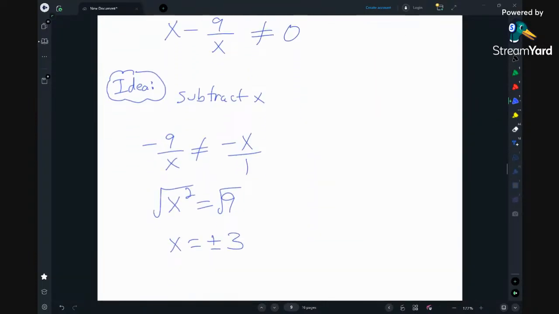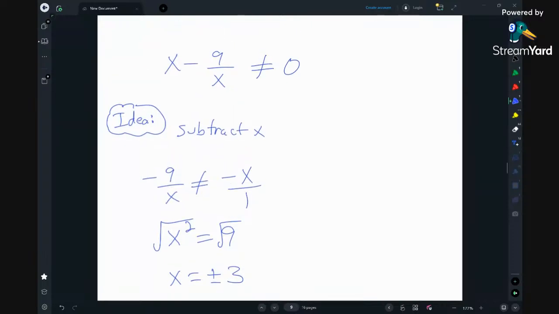Bring one term over, cross multiply. Is there another strategy out there? There is. I'm curious. Anyone think of a strategy? So going back to this, the idea was to subtract x. Here's a new idea. How do I take this equation and do a different set of legal moves? Multiply by x right now. Yeah. Multiply everything by x.